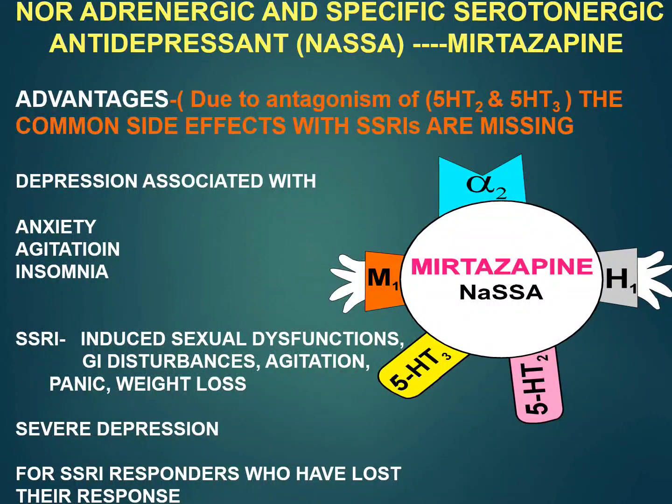Now, noradrenergic and specific serotonergic antidepressant: mirtazapine is one of the compounds which has its effect on multiple receptors. And it is advantageous in the sense that it is a sedating agent. So a lot of times when mirtazapine is being used, we don't need another hypnotic for sleep. The patient has sleep disturbances also. Sometimes it is also used as an adjuvant with an SSRI to take care of sleep as well as depression, both.